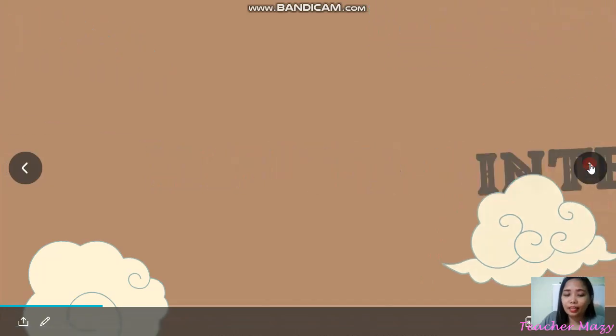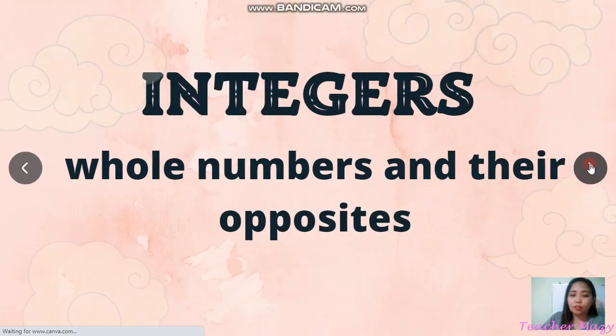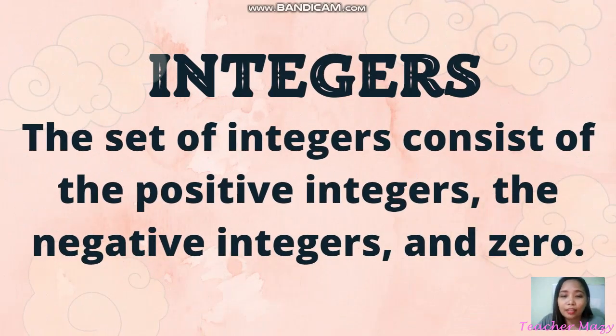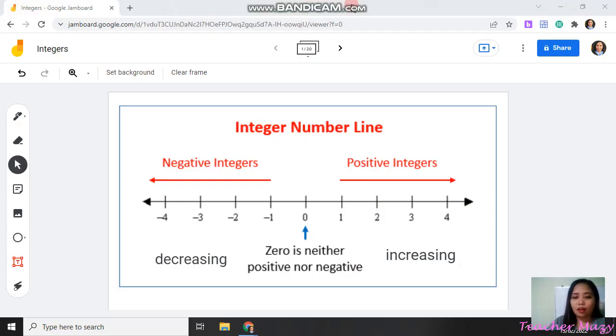Integers are whole numbers and their opposites. In other words, the set of integers consists of the positive integers, the negative integers, and 0. To visualize that, let's use the number line. So this is the integer number line. As you can see, we have positive integers, negative integers, and 0.